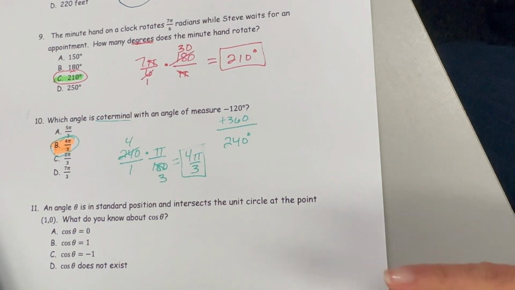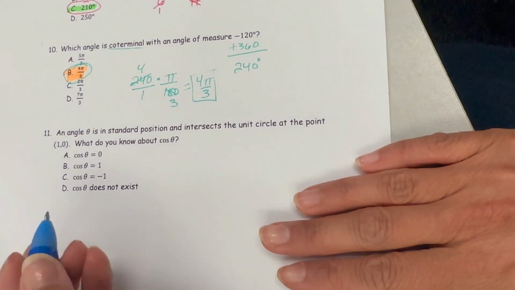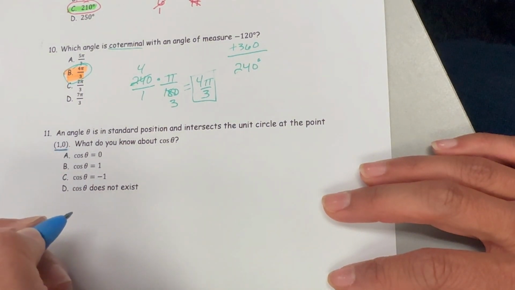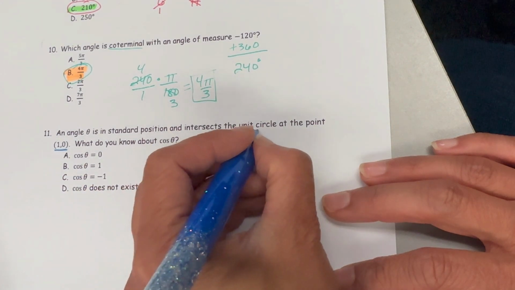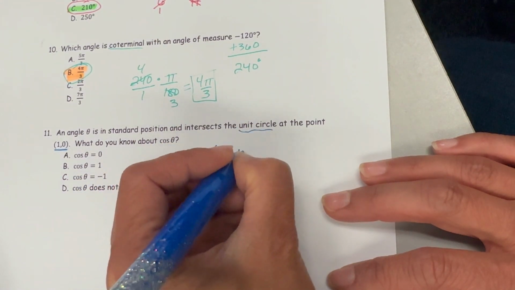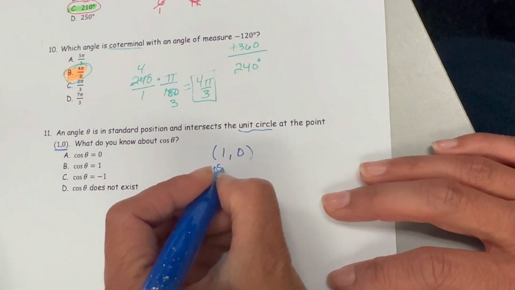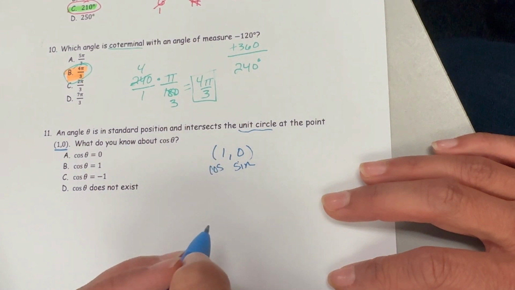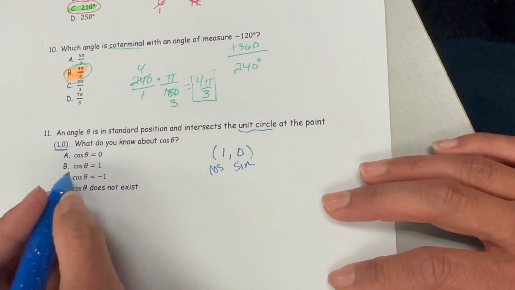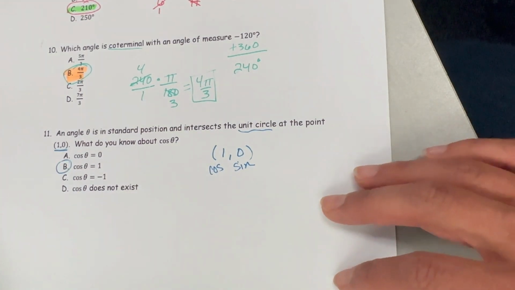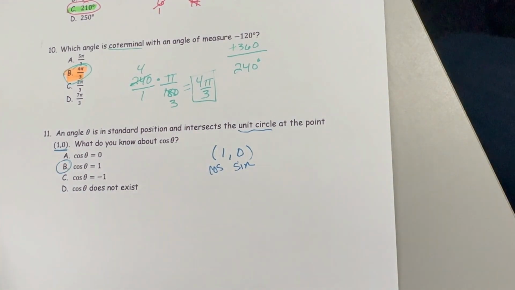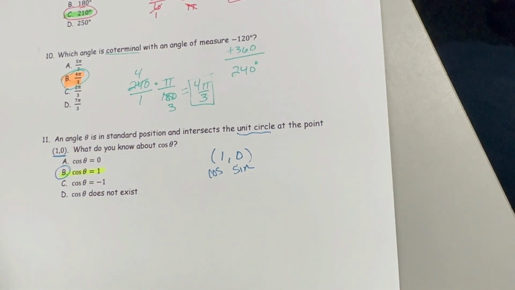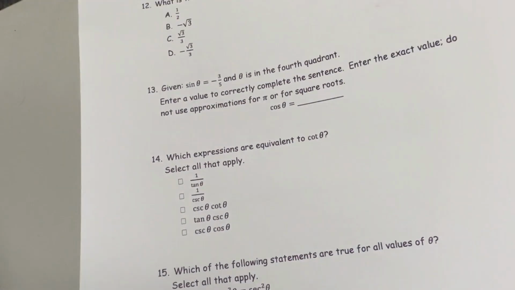Okay. All right, number 11 says an angle theta is in standard position and intersects the unit circle at the point (1, 0). What do we know about the cosine of theta? So first of all, this is on the unit circle, and we've got a coordinate on the unit circle. Remember, the x is your cosine, the y is your sine. So that means that the cosine of theta is equal to 1. So cosine theta equals 1, it's got to be B. That was number 11.